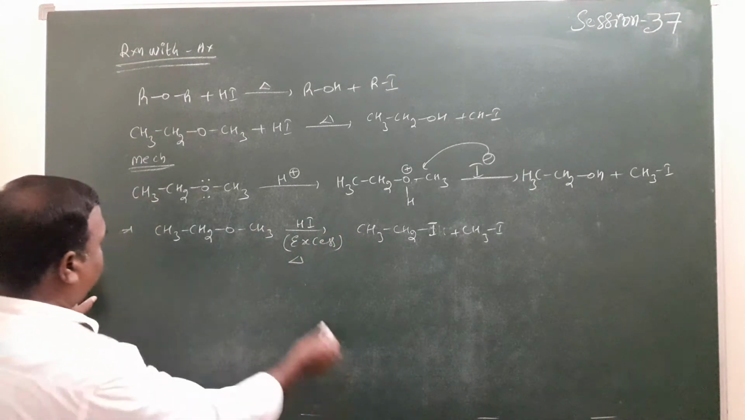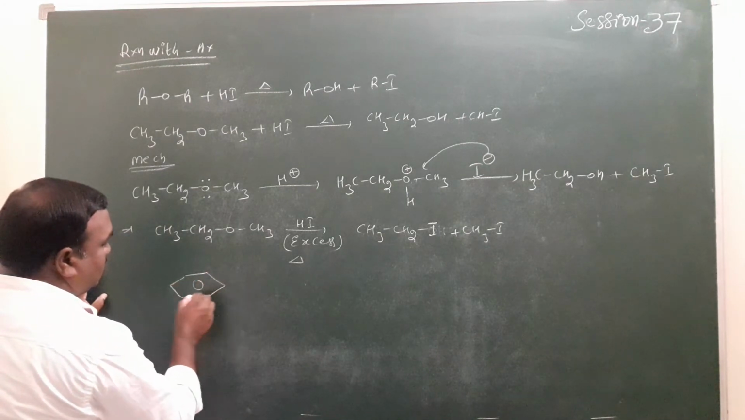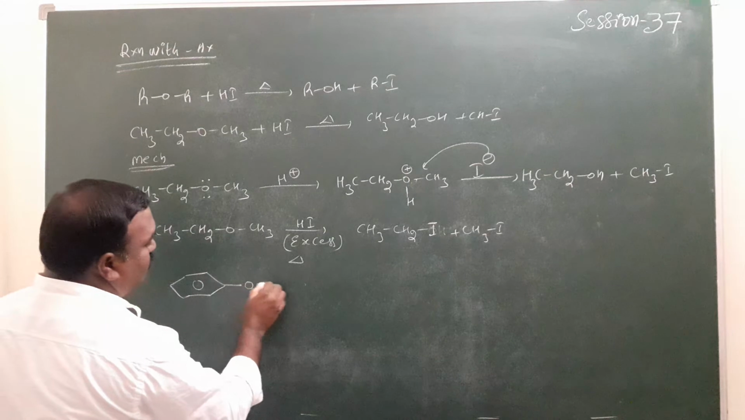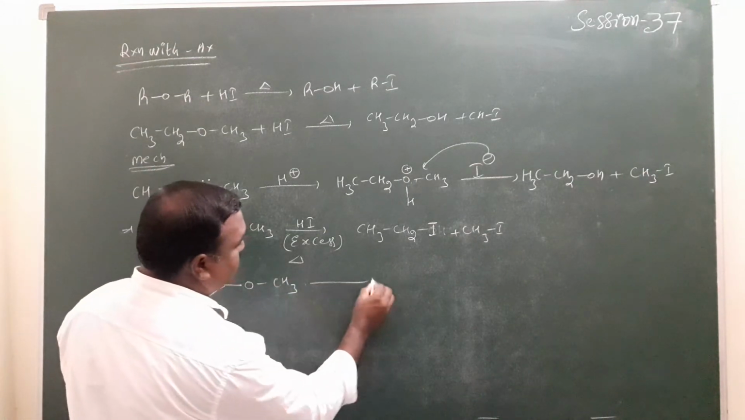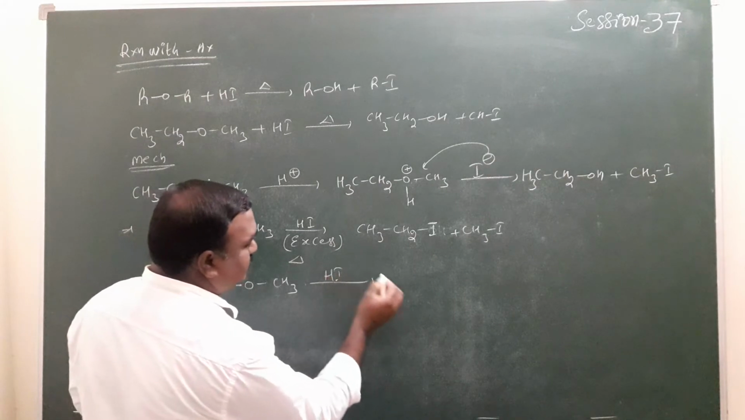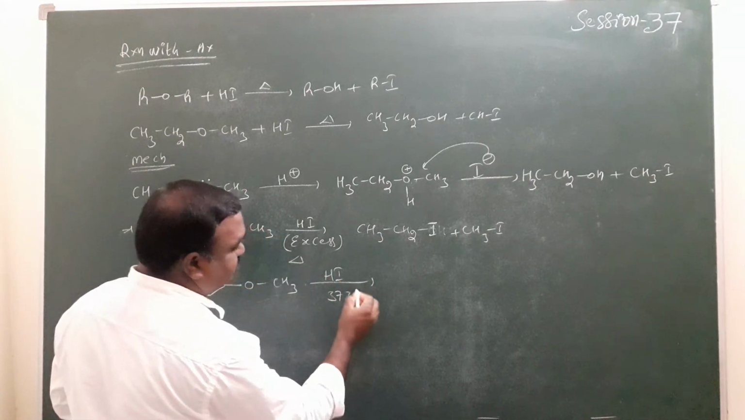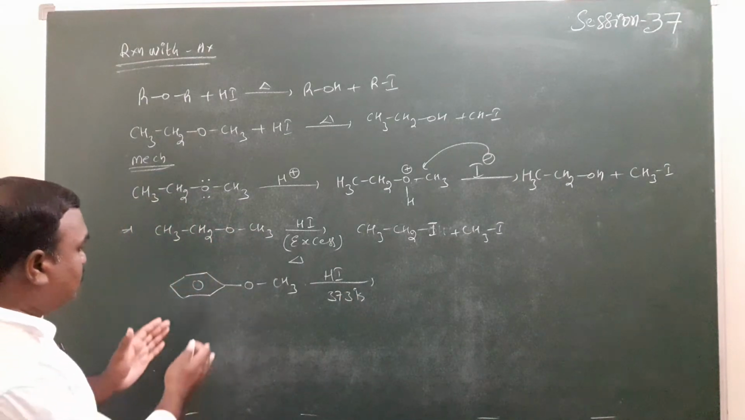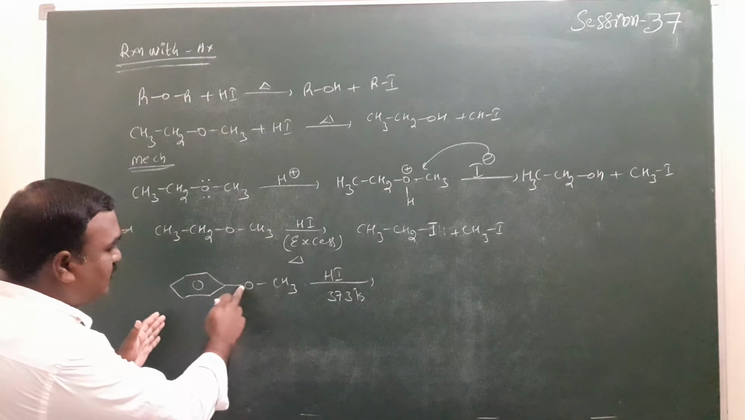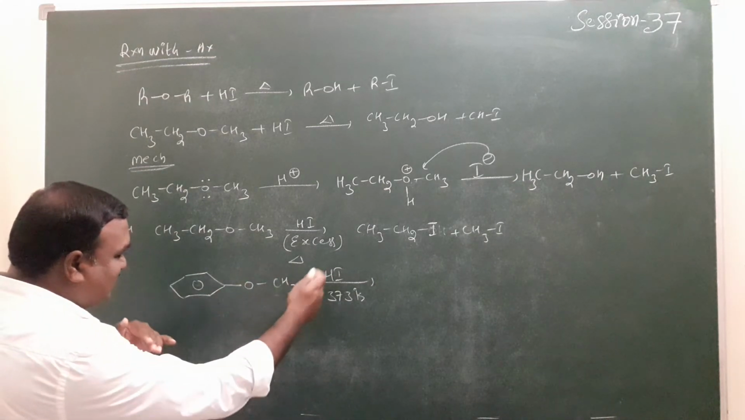Suppose a compound is given like this, with OCH3 attached to the aromatic ring. Here HI is given at 373 Kelvin temperature. So the ether oxygen undergoes cleavage in the presence of hydrogen iodide.